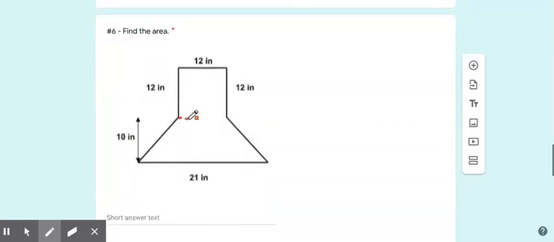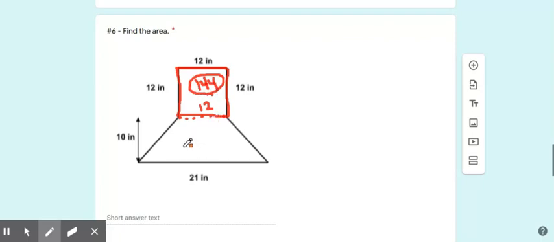Number 6, find the area of this figure. So what if you cut it right here? If I imagine cutting it right there, I would have a 12 by 12 by 12 by 12. So that's a square, right? Every side's the same. Every side is 12. So what's 12 times 12, or 12 squared? That's 144, right? So the area of this is 144.